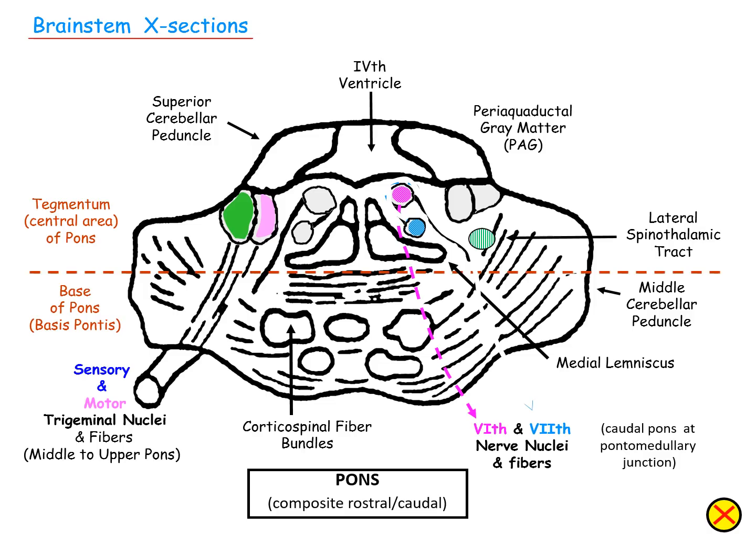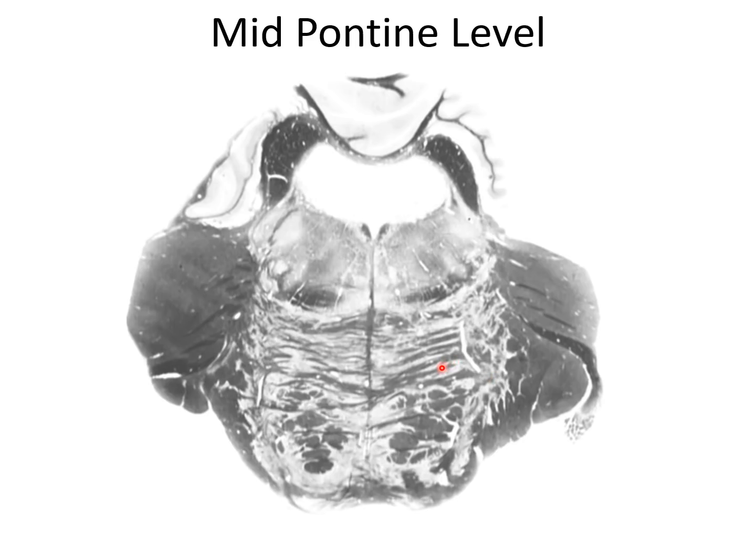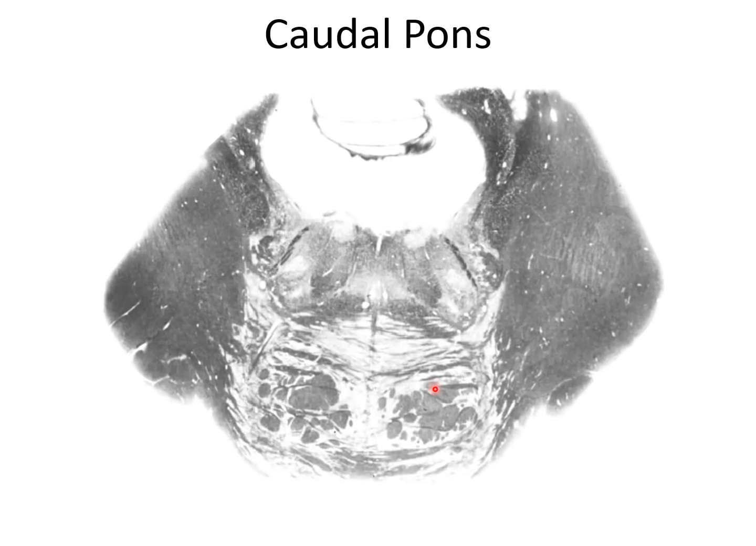This is a picture of the pons, and as we come down into the pons, you see the major motor and sensory nuclei of fifth cranial nerve. You see the basis pontis with the corticospinal fibers coming through here. These are corticospinal fibers. You see the medial lemniscus in this position. And you see now the 6th cranial nerve coming out medially, and the 7th cranial nerve comes out more laterally.